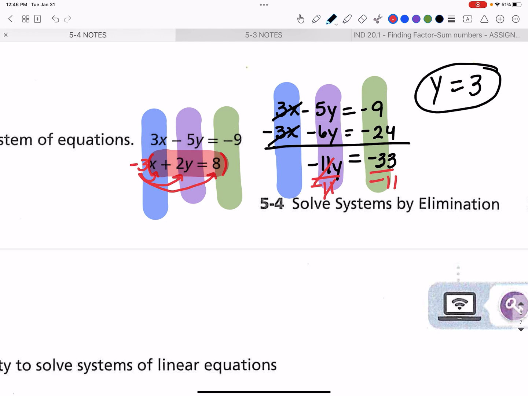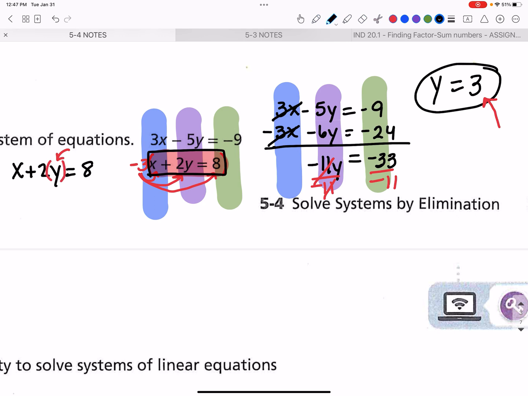And the reason I like him is because he already has the x by itself. So x plus 2y equals 8, okay? That's this equation right here. That's the original equation before I multiplied by negative 3 through it. Now, I know that y right here is a 3. So where there's a y, I'm going to plug in a 3.